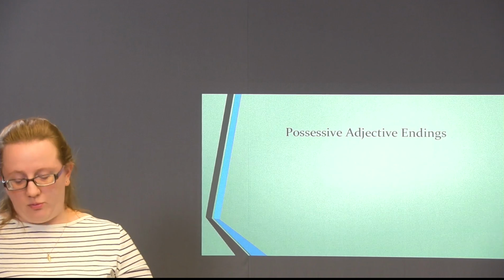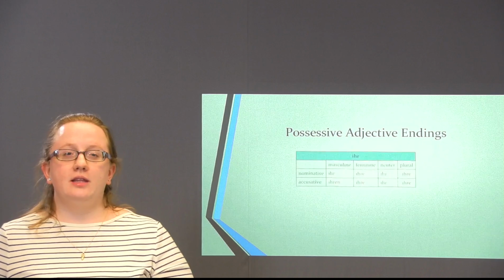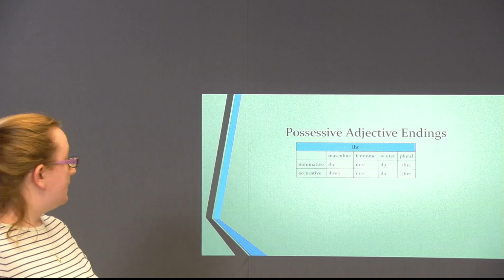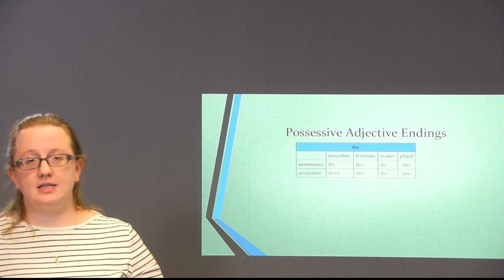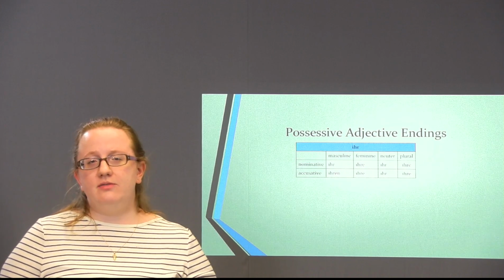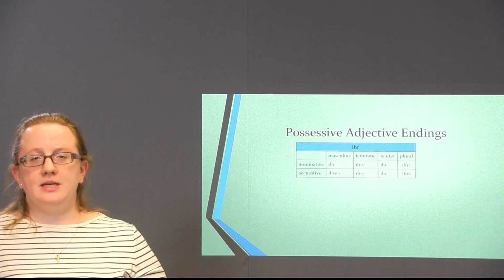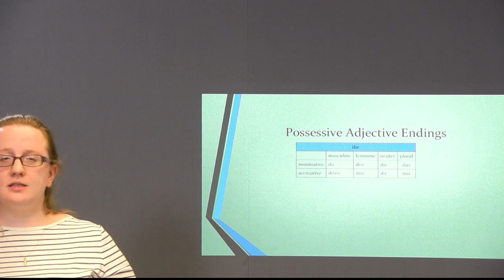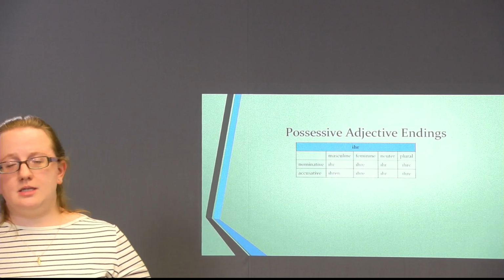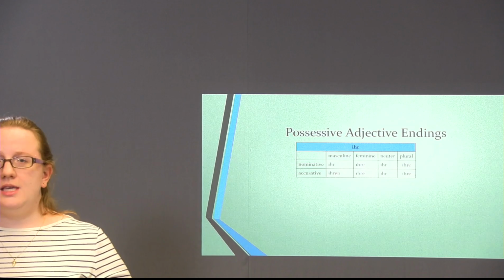Let's take a look at a couple more that don't look so much like ein. So we'll start with ihr. So masculine nominative is going to be ihr, and in the accusative, ihren, with our en ending. Feminine nominative and accusative are both ihre. Neuter nominative and accusative, ihr, and plural nominative and accusative, ihre.